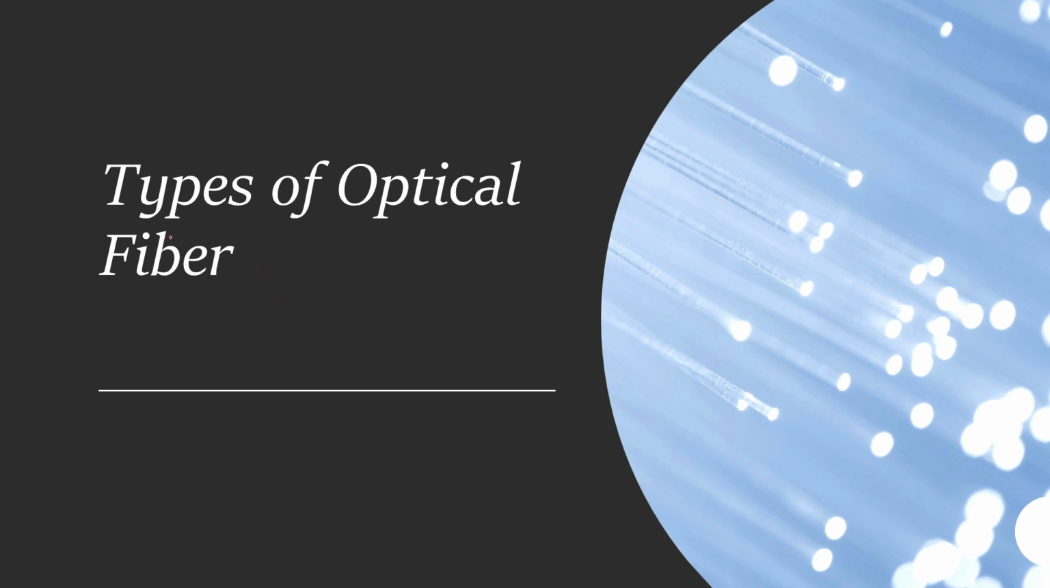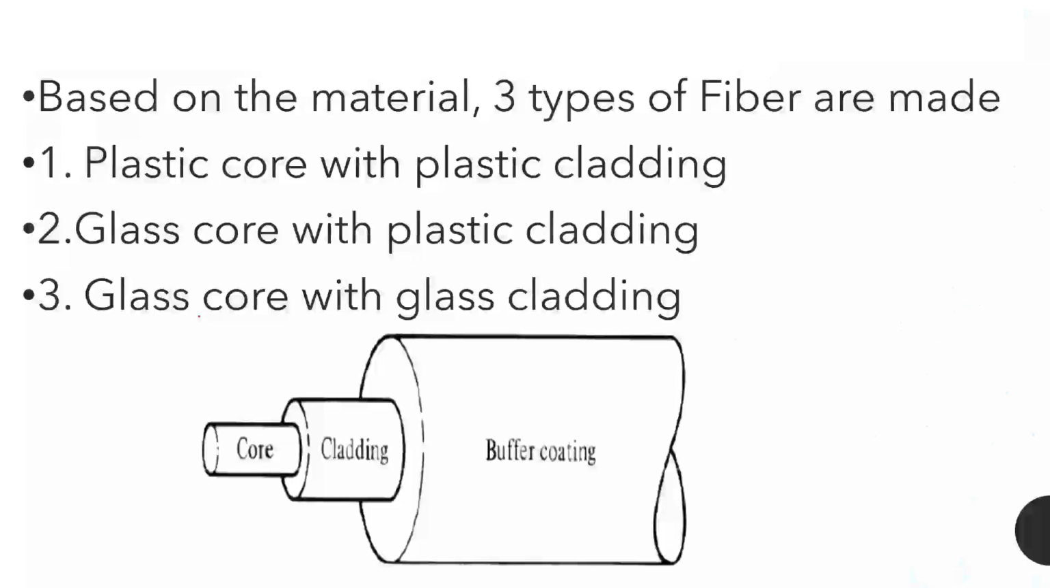In this video, I am going to explain the types of optical fiber. As you all know, optical fiber is made from three basic elements: core, cladding, and buffer coating. The materials used for making the core and the cladding are plastic and glass, and both of these materials have different refractive indices.